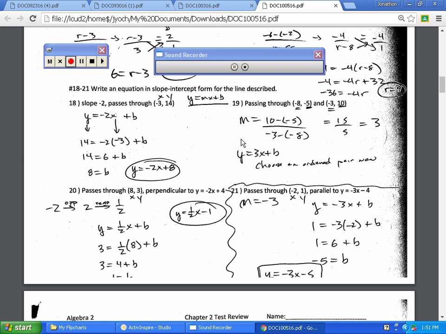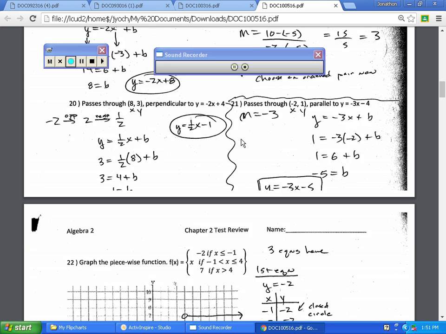The slope is negative 3 because parallel lines have the same slope. Y equals negative 3x plus b. Substitute 1 in for y, negative 2 in for x. Solve for b, you get negative 5 for b. Y equals negative 3x minus 5.